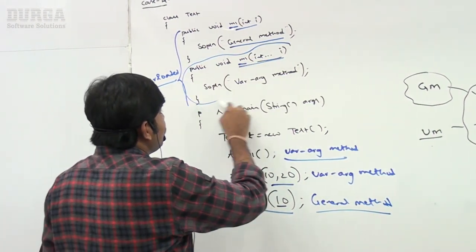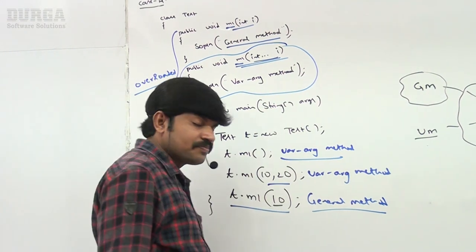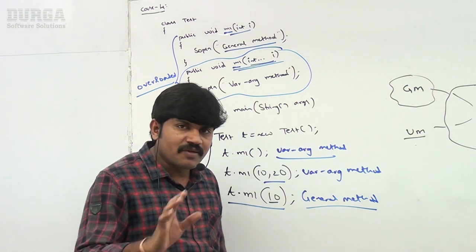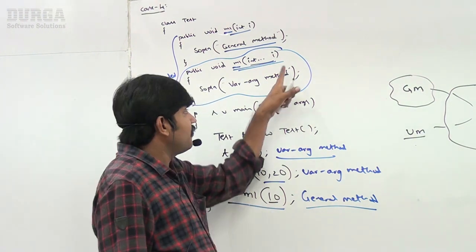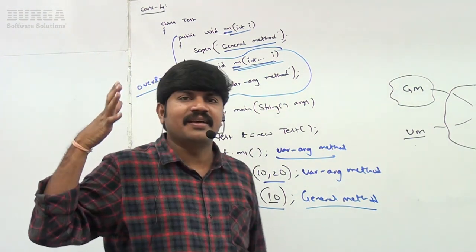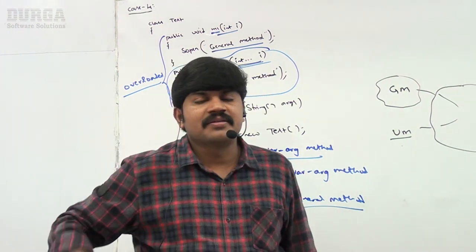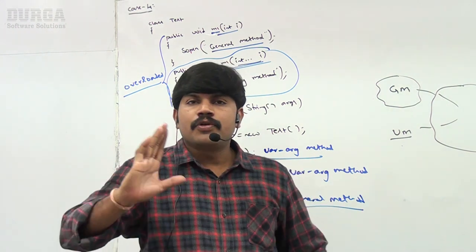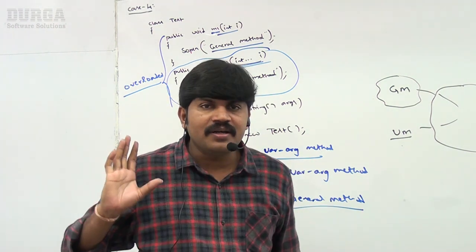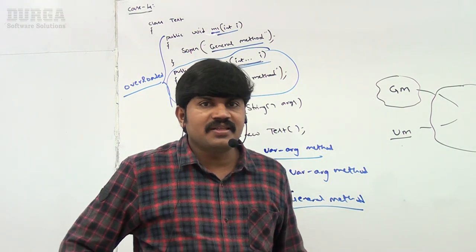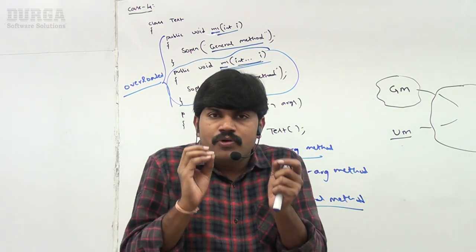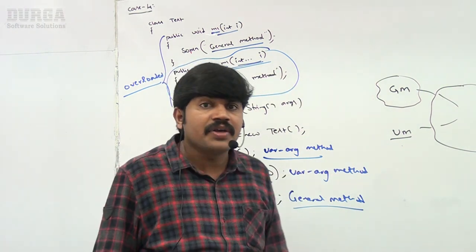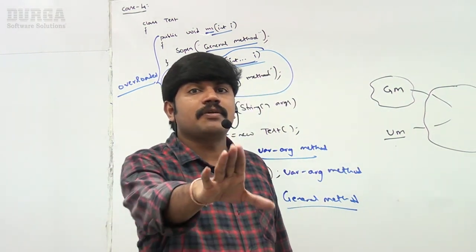The varargs method is always a good person. How can you conclude it is a good person? Because of its behavior. The varargs method will always get the least priority. Remember this one. If no other method matched, then only the varargs method will get the chance. The varargs method will always get the least priority.